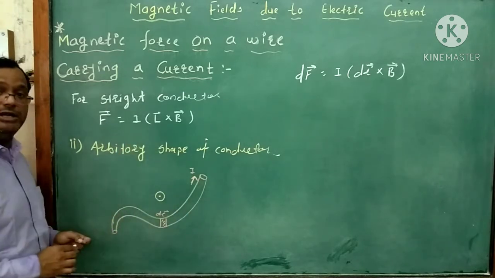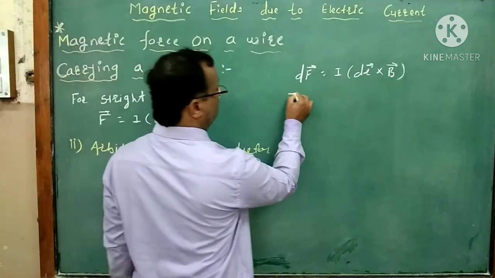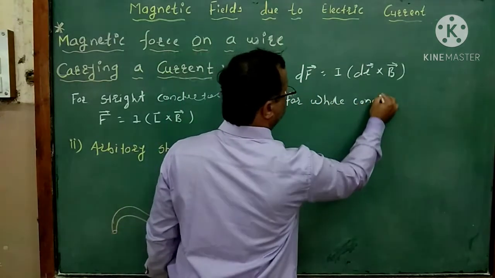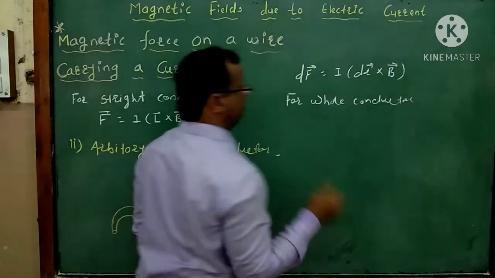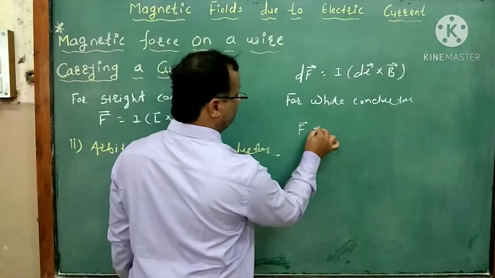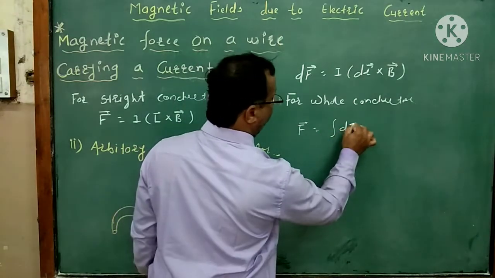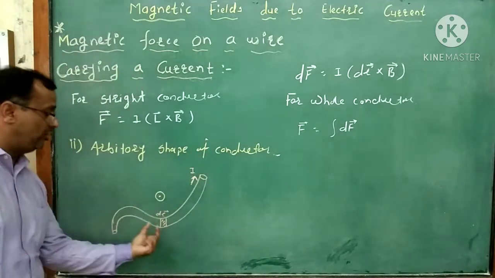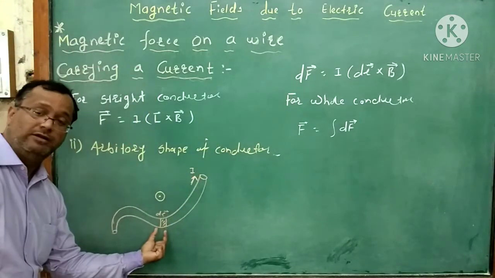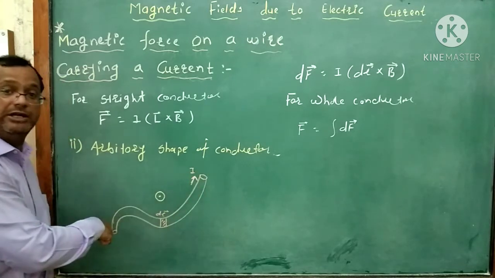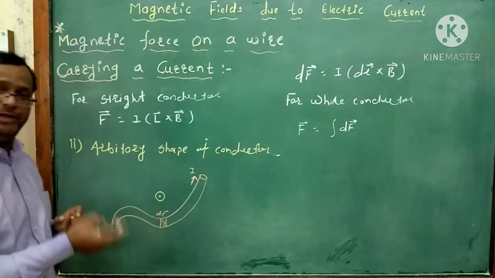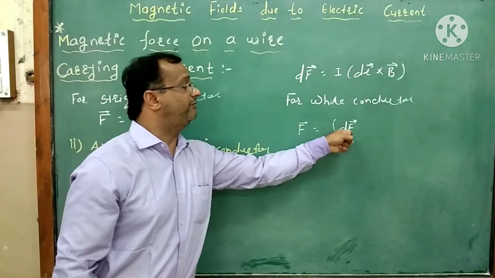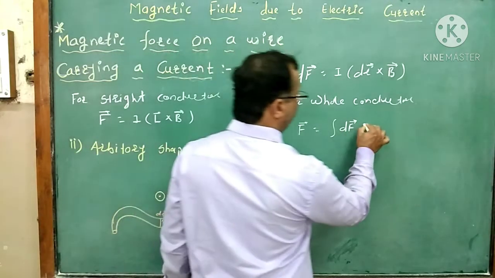Now this is about only the small element. But for the whole conductor, this equation is written simply as F equal to the integration of dF. It means this will be the formula for the small element, and now for the whole conductor we take the summation or integration, that is the integration of dF. But the value of dF is this one, so put that value.